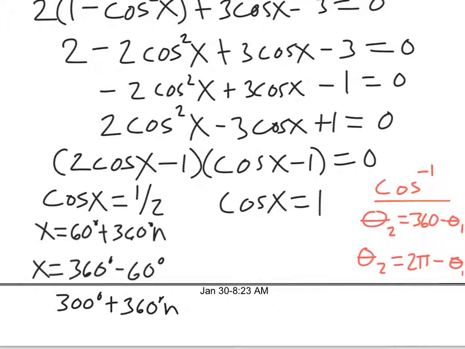Okay, and notice there, that's important to get that second set of solutions, because if you go off the first with 60 degrees and you add 360, you will jump over the solution of 300. You won't hit it. You'll go right up to 420 as your next possible solution. Okay?